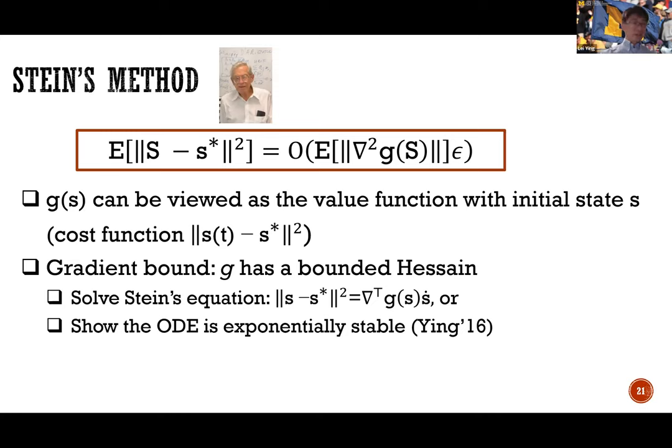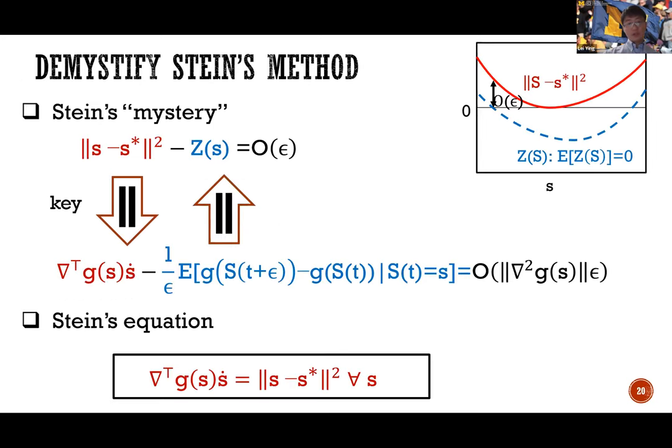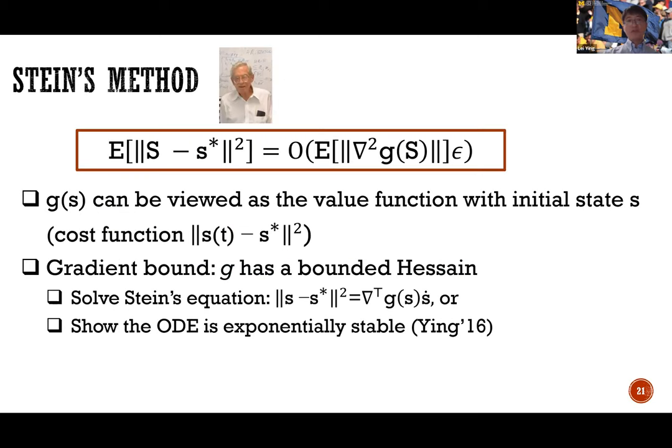And the difficulty here is that solving this Stein's equation is non-trivial, especially if you want to get a closed form expression of G. In most cases, it's impossible, okay? However, if you look at the equation in the box, then you realize we don't actually need to solve for the function G. What we need is to make sure the Stein's equation has a solution, okay?